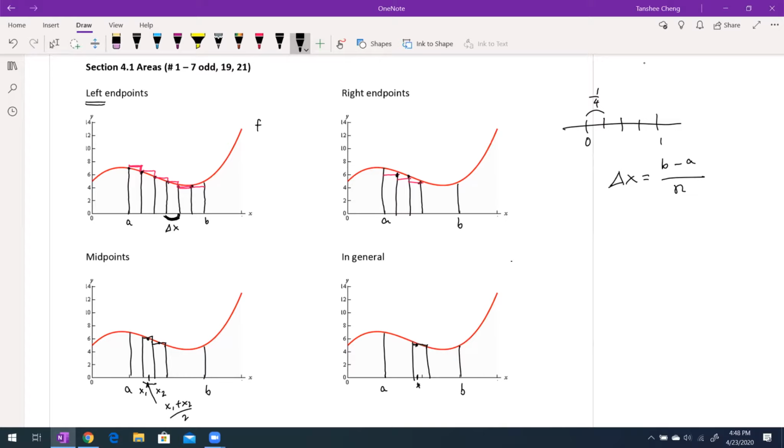Questions? Difficulties? As I pointed out earlier, the more rectangles you make, the more subintervals you have, the better accuracy you get in approximating the area under the curve. We good?